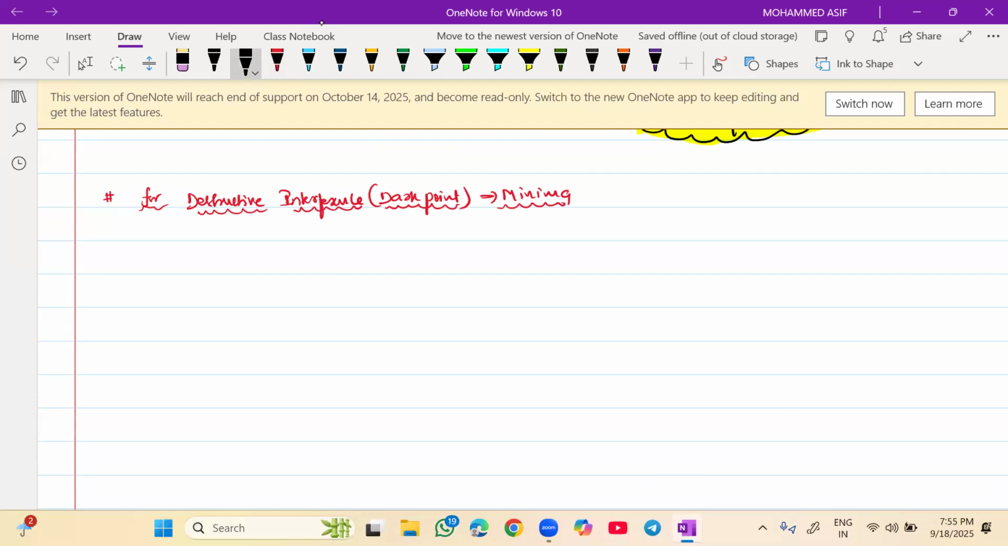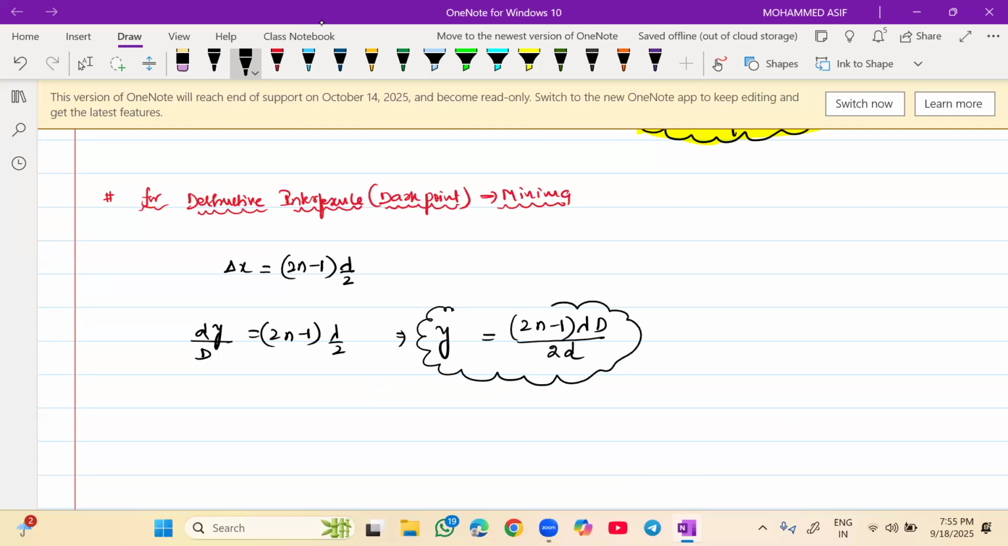So for dark point, what is the path difference I told you? Delta x is equal to (2n minus 1) into lambda divided by 2. Isn't it? What is delta x? Delta x is equal to y into d divided by capital D. That is equal to (2n minus 1) lambda divided by 2. So from this, y is equal to (2n minus 1) into lambda into capital D divided by 2 times small d. Am I clear? So this is your y position.